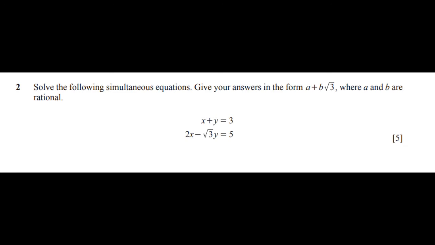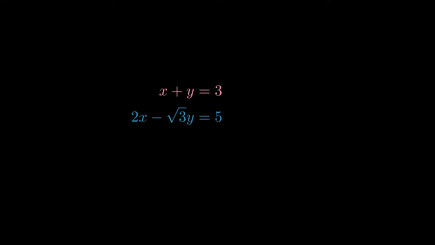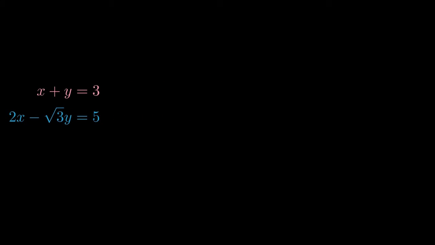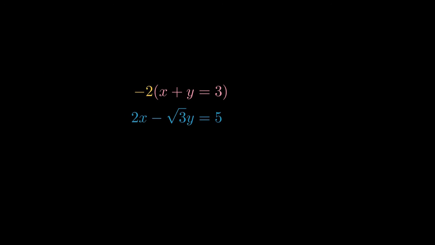Okay, on to question 2. Here we have simultaneous equations, and we need to notice here that you have to give the answers in the form a plus b square root of 3. Okay, so with simultaneous equations, we need a strategy. What I'm going to do here is eliminate the x's, and the way I'm going to do that is by multiplying the first equation by negative 2.